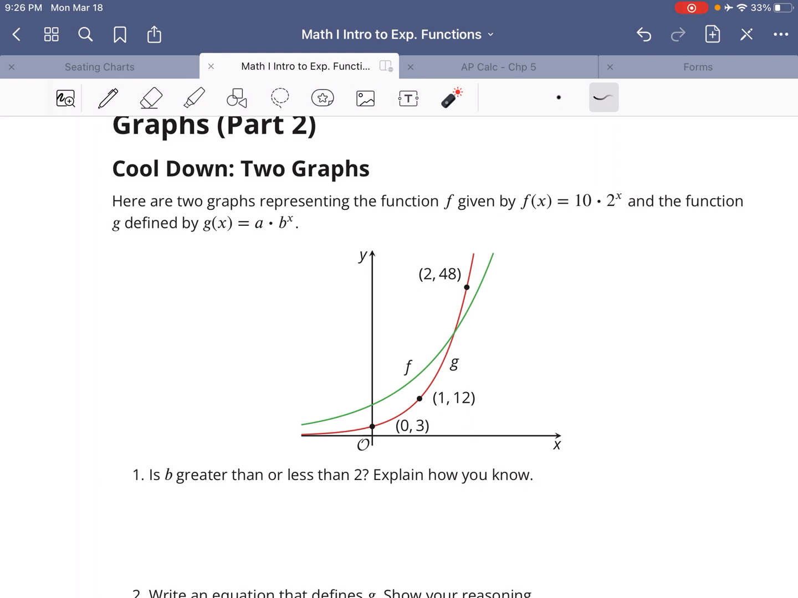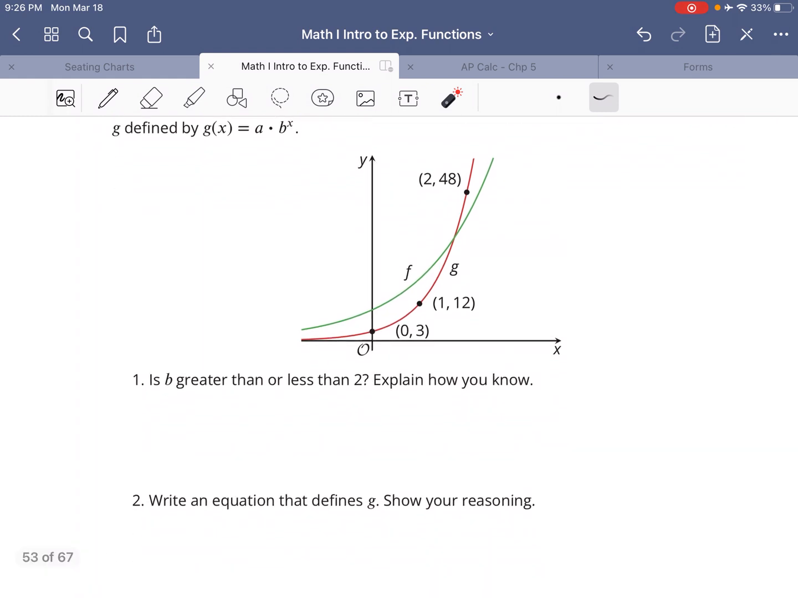All right, so is b greater than or less than 2? Okay, well, this is referring to a and b in g of x. So is b greater than or less than 2? Well, what we're going to have to do is compare it to f. What's the growth factor of f? And then does it look like g's growth factor is going to be bigger or smaller?